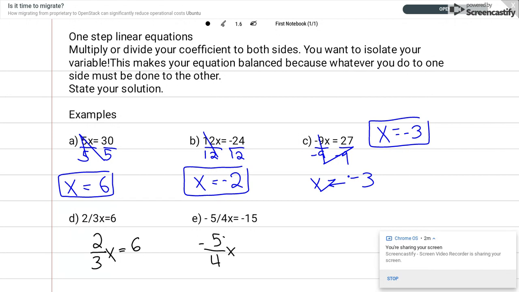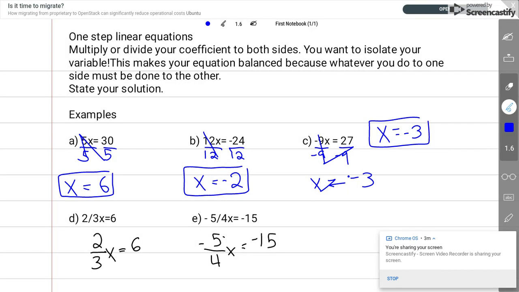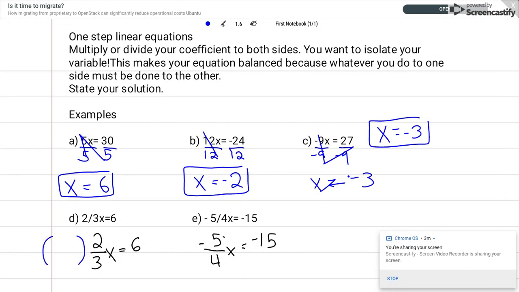But if you multiply it by something called its reciprocal, which is when you flip it the opposite way, you're really multiplying it and you're skipping that step. So we're going to go right in with that step. Let's take a look at the first one. I have 2/3 x equals 6. So I'm going to multiply each side by 3/2. All I did was take the fraction and flip it upside down. So I'm going to flip it upside down over here on this side as well.